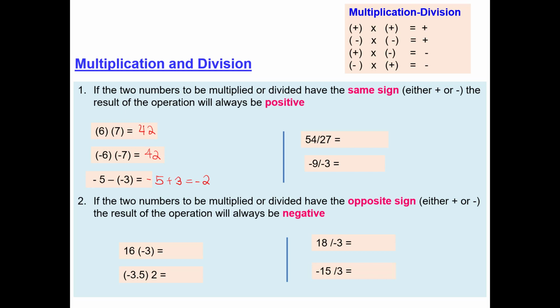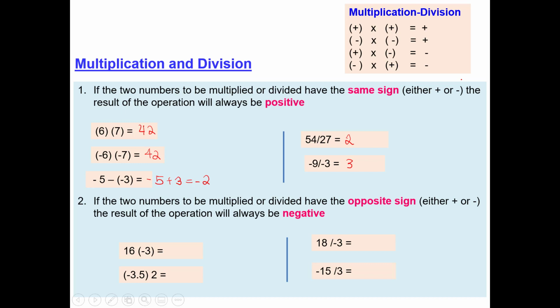And the same rule we can apply for division. 54 divided by 27, the answer will be 2 and will be positive because both numbers are positive. Minus 9 divided by negative 3, the answer will be positive 3 because negative divided by negative is positive. In the second part we have unlike signs, and we know if we have unlike signs the answer is always negative.